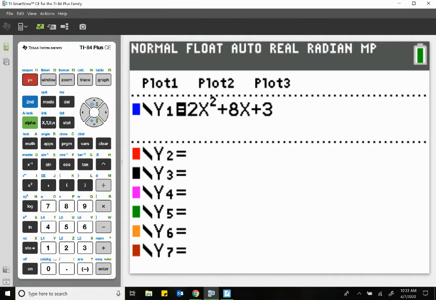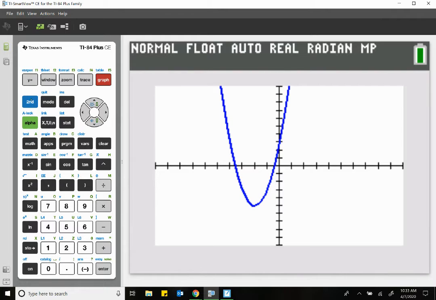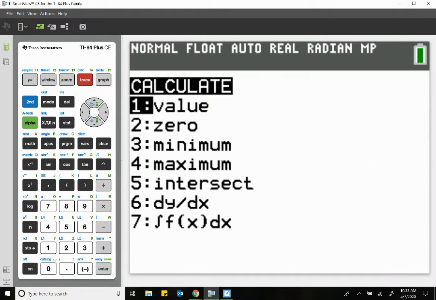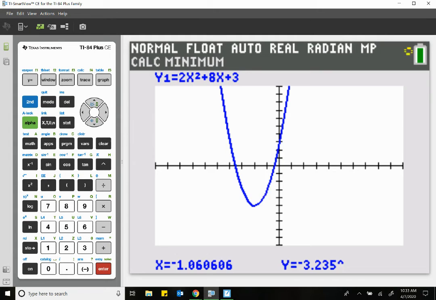Said error bound, that was my fault. Graph. Second trace. We're finding a minimum. So I'm going to be to the left. Enter. I need to be to the right.